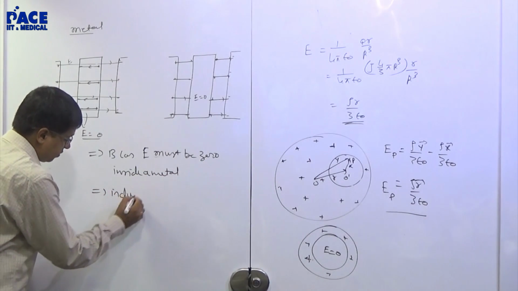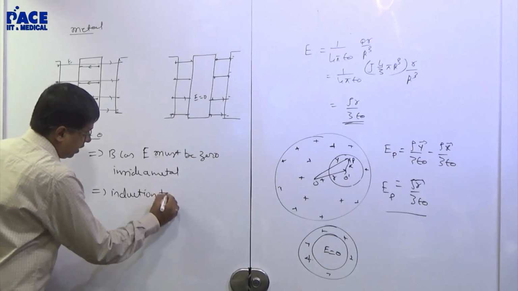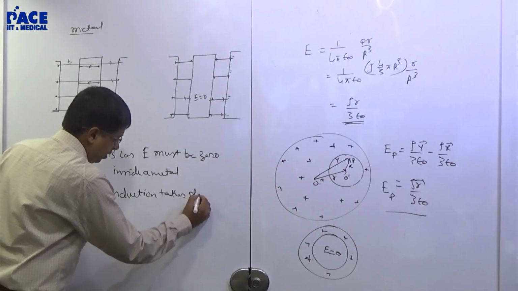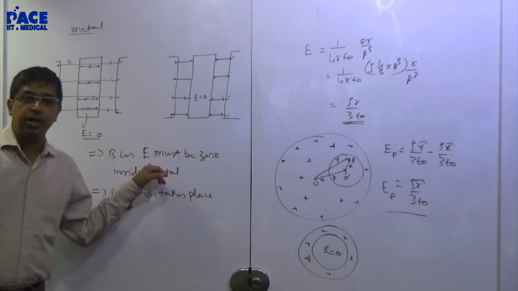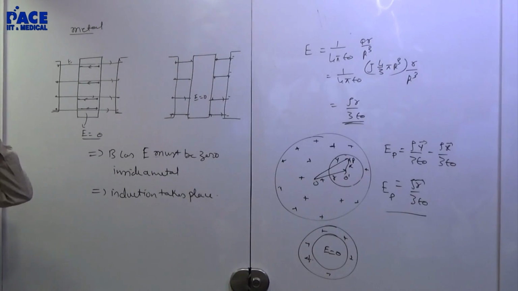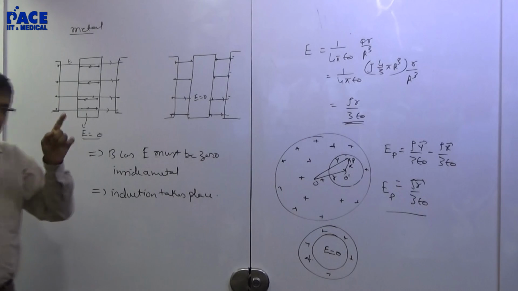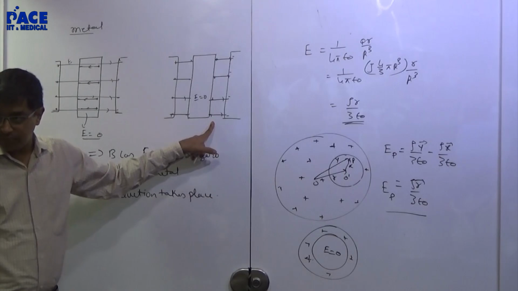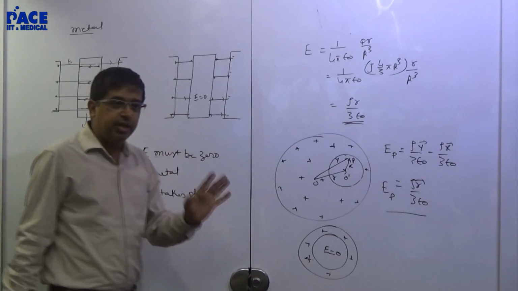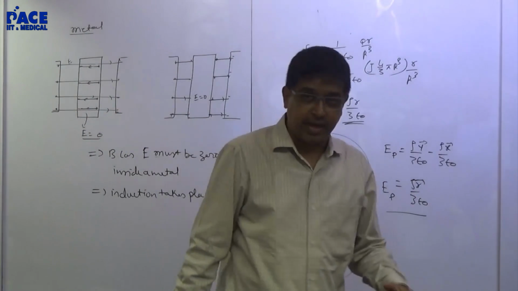Induction takes place. That means, what are we clarifying? We are clarifying that the field becoming 0 inside a metal is a priority. How is that being achieved? By the induced charges on the plates. If the induction doesn't take place, the question doesn't arise.